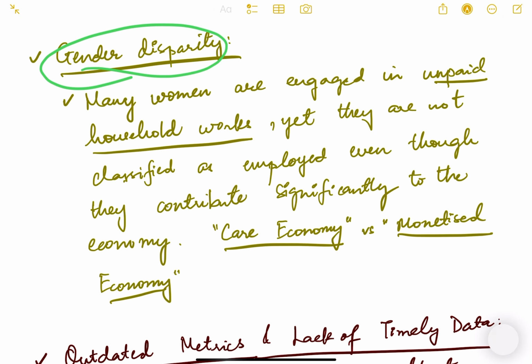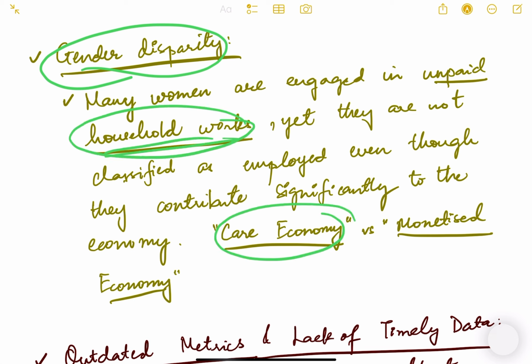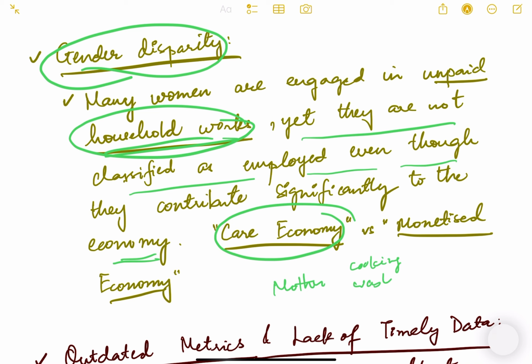Gender disparity. Many women are engaged in unpaid household work that I have told you, which is part of care economy. Yet they are not classified as employed, even though they contribute significantly to the economy. So even though the care work that the household women give has a high economic value, because see, if the mother in the family is cooking food for you, is washing clothes for you, is cleaning house for you, and she doesn't get paid for doing all these things.